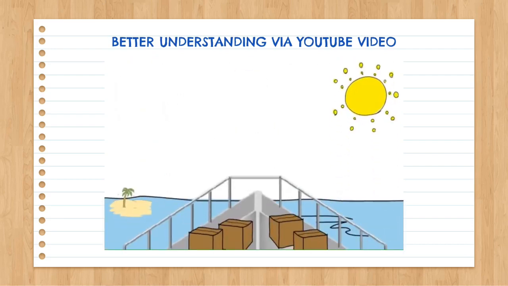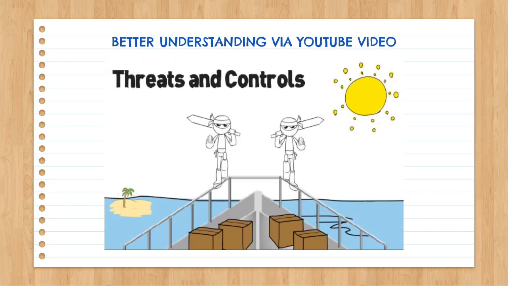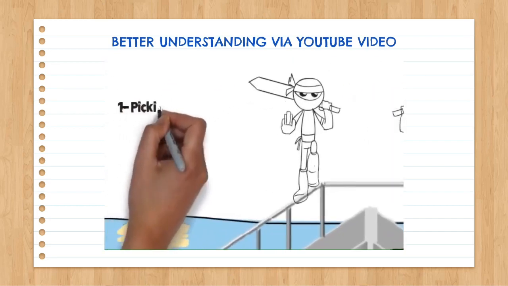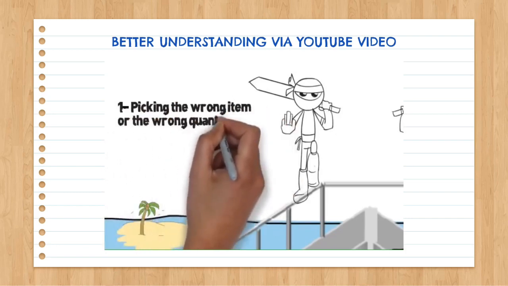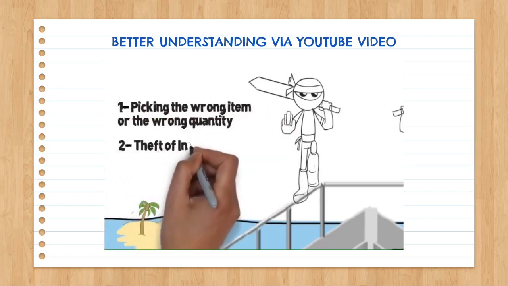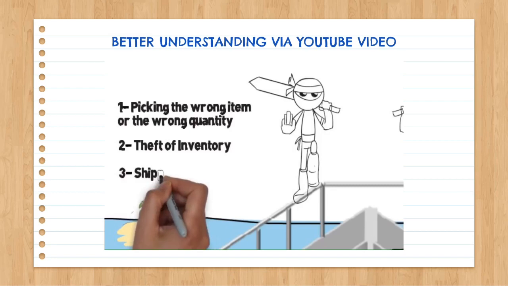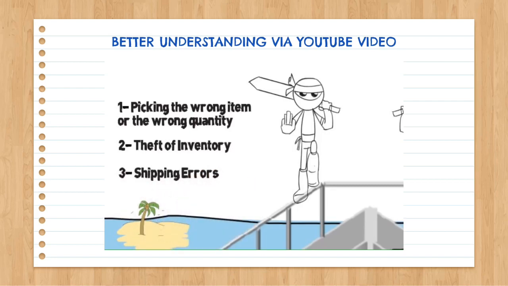Sounds simple enough. But before you think it's all smooth sailing, we need to talk about the threats and controls to this process. The first threat is picking the wrong item or the wrong quantity. The second is the theft of inventory, and the third is the possibility of shipping errors.